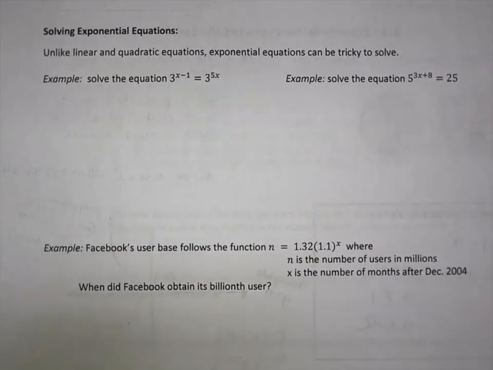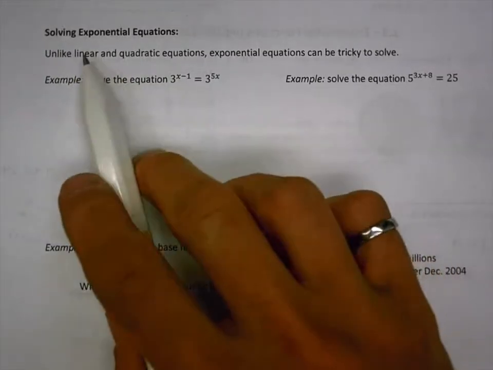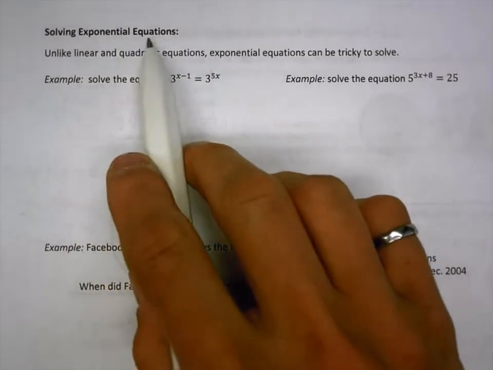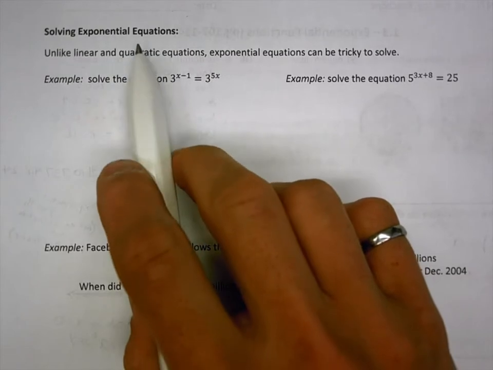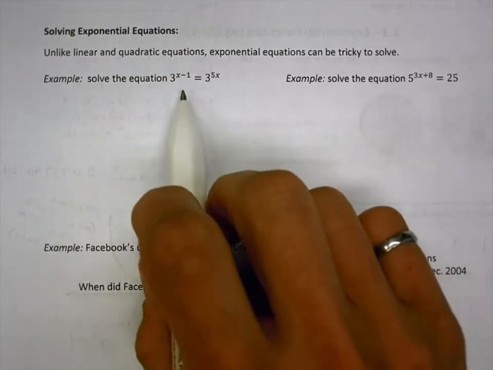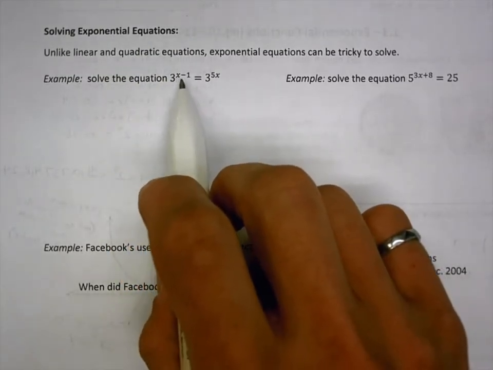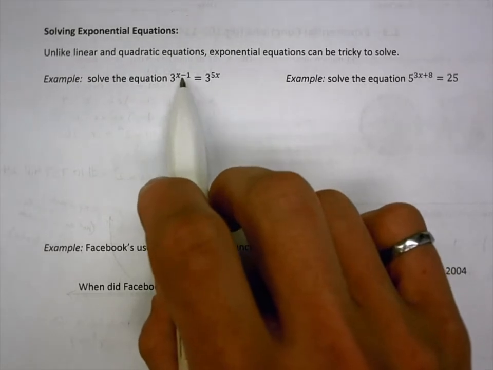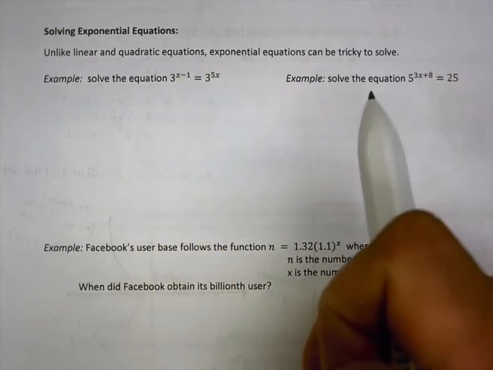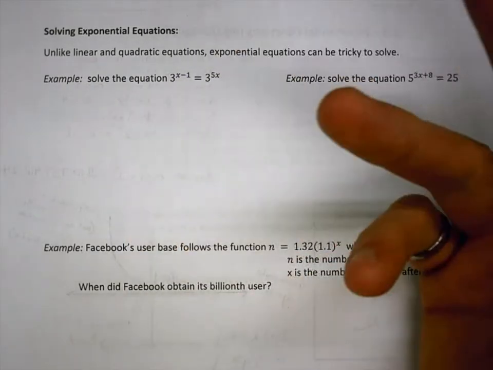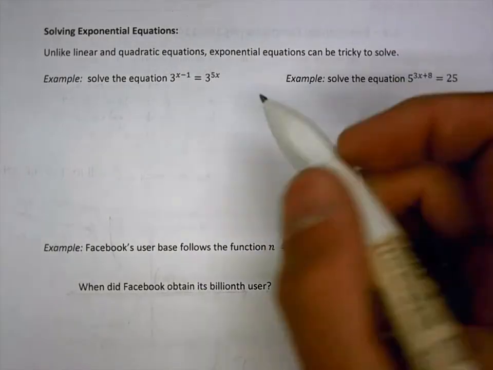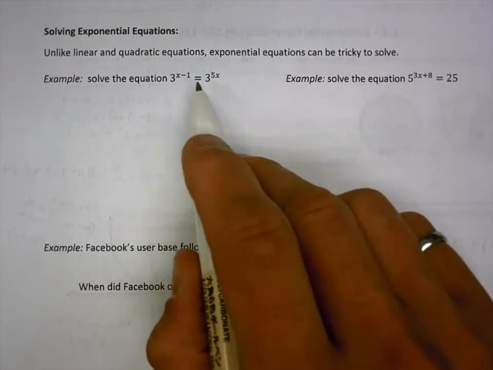The next thing we want to do is talk about, like we did with quadratics, how we solve equations. In this case, how do we solve exponential equations? So things that involve an exponent and an equal sign, where the unknown or the variable is in the exponent. And unlike linear and quadratic equations, these can be really tricky. That's why we have a whole chapter dedicated to solving equations.